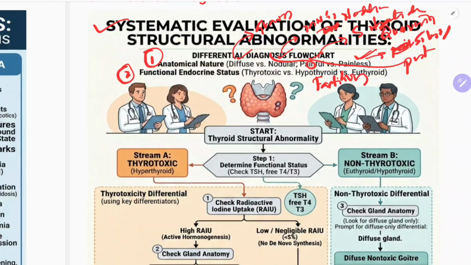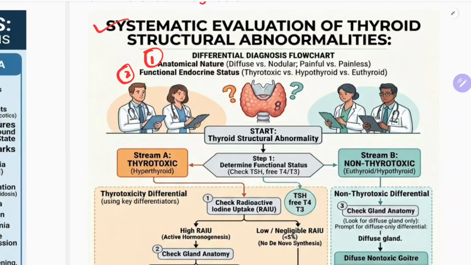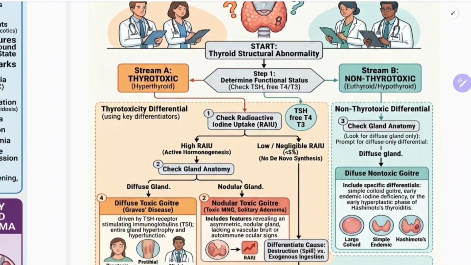Now by functional endocrine status I mean it can be toxic, meaning that the gland may be secreting more T3 and T4, or it can be secreting less T3 or T4, or the patient can be euthyroid. So start with the thyroid structural abnormality. First you should know the functional status. You can divide it into thyrotoxic and non-thyrotoxic, meaning either euthyroid or hypothyroid.